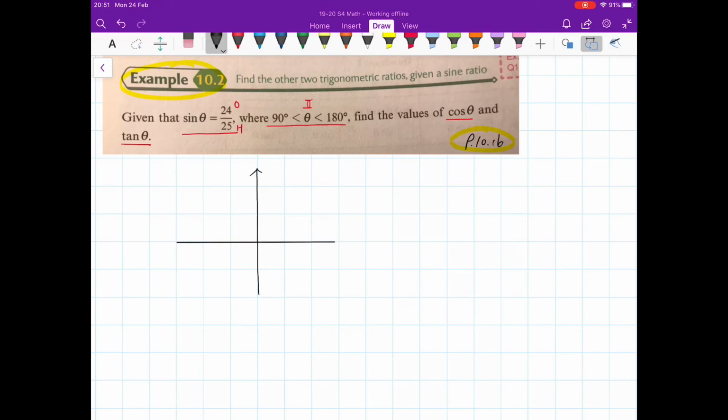We have the XY axis. As we know that the triangle is in quadrant 2, therefore the triangle will be constructed in this way. And we know that there is a right angle here. So again, we can construct P as the point with the coordinates x and y.